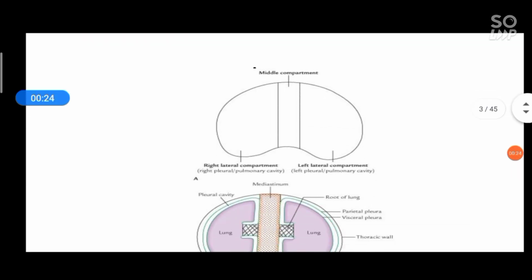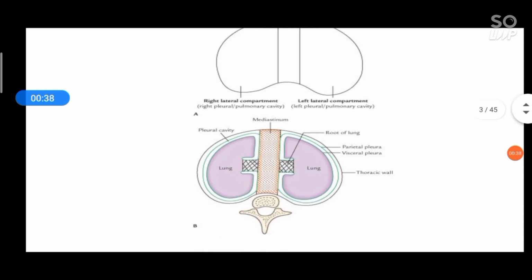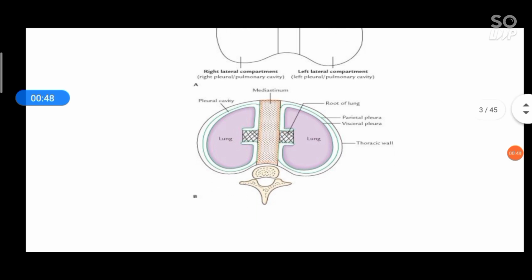In this diagram, you can see the thoracic cavity divided into three compartments: two lateral, right and left, occupied by the lungs, and the middle occupied by the mediastinum. In the lower diagram, you can see the lung occupying the lateral compartment of the thoracic cavity, and it is lined by the pleura.